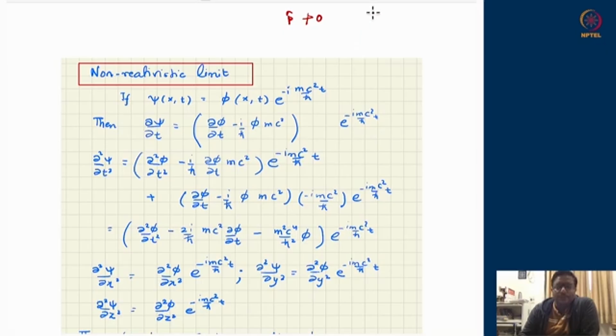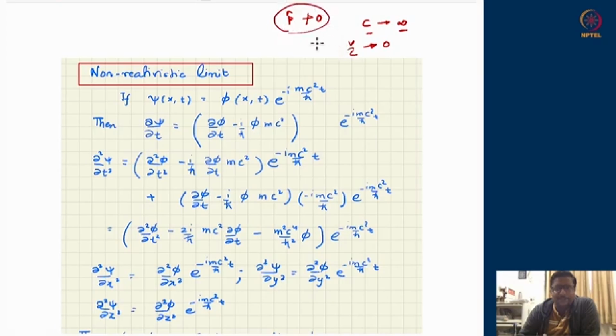So what should I do? The other way would be to take the c tending to infinity limit. That is also a non-relativistic limit. It means any finite speed is practically ignorably small compared to the speed of light. This is not really infinity, but v upon c is an ignorably small quantity. This is a dimensionless number, so c is a very large number and v upon c can be ignorably small, and I do not have to take p tending to zero.